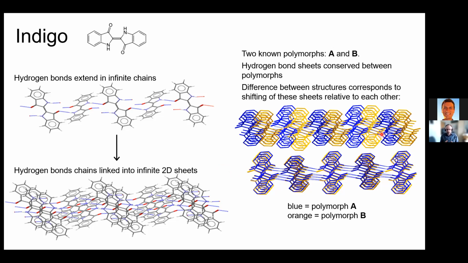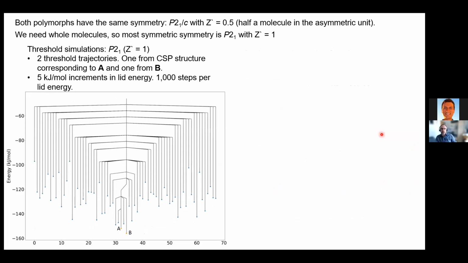So we chose this system because, first, they're in the same space group symmetry, and second, we expected that because there isn't a requirement to break any hydrogen bonds, we might get a low energy connection between the local minima corresponding to these structures. And so we applied the threshold algorithm. In the real symmetry, there is half a molecule in the asymmetric unit for each of these crystal structures in space group P21/c. We need whole molecules so that we can have free translation of molecules during sampling. So we took a subgroup and initially did calculations in P21 with a whole molecule in the asymmetric unit.